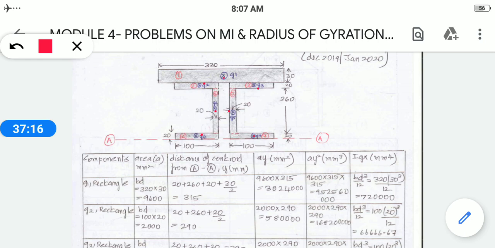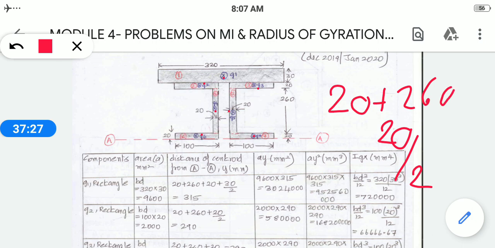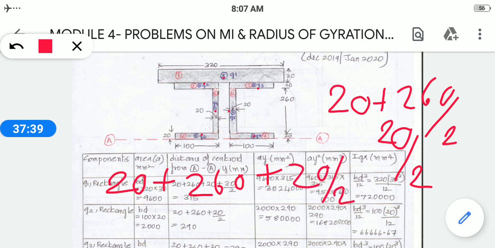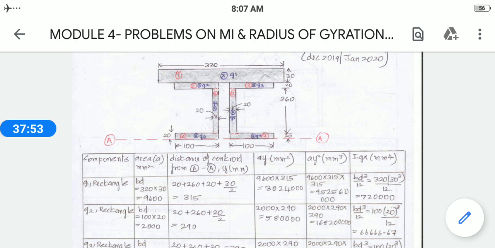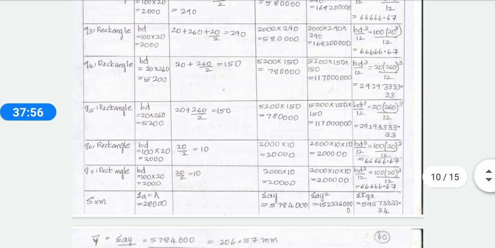For G7 and G6, your y value will be equal to 20 divided by 2. For G5 and G4, it will be equal to 20 plus 260 divided by 2. For G3 and G2, it will be equal to 20 plus 260 plus 20 divided by 2. For G1, it will be equal to 20 plus 260 plus 20 plus 30 divided by 2. This will give you the y value for the corresponding elements. So that is what they had mentioned over here in the table.